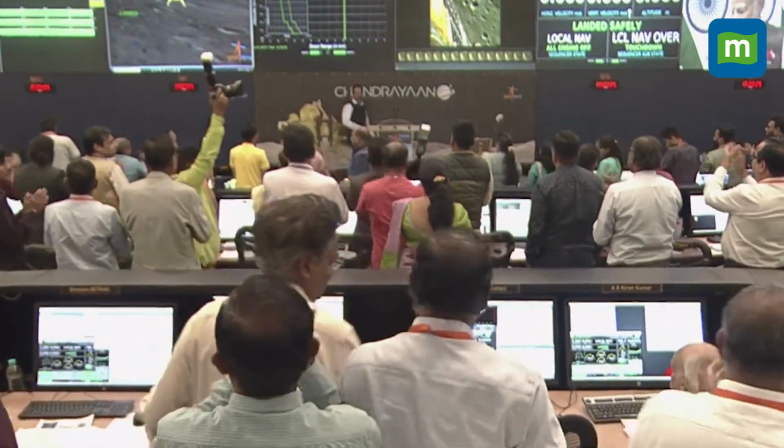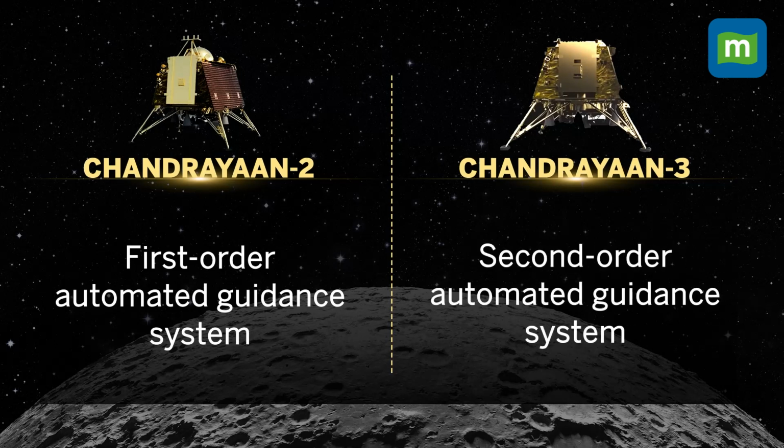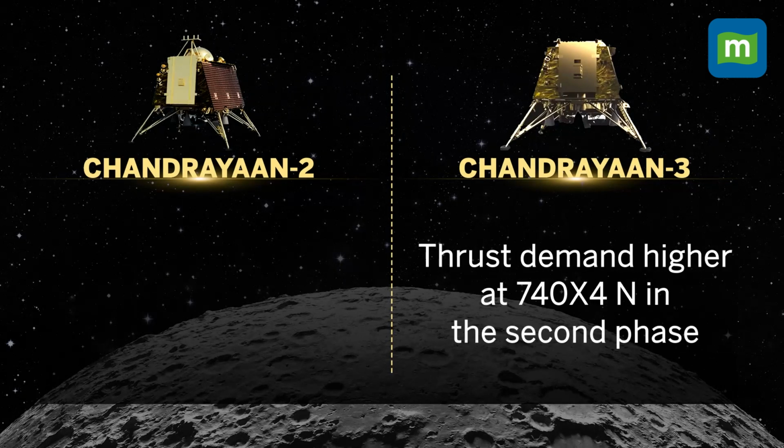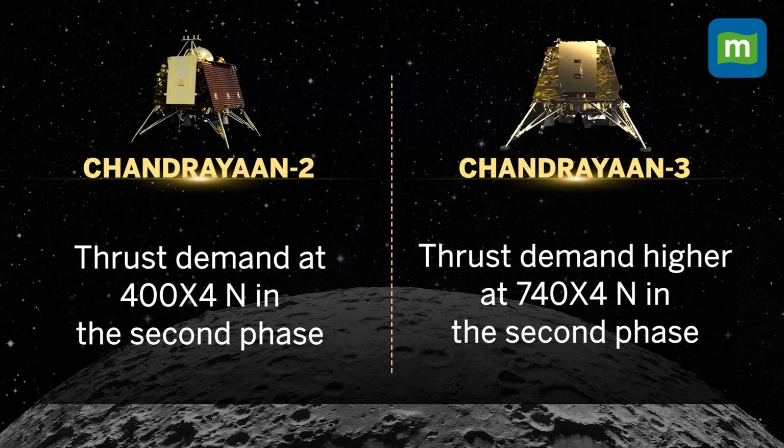But how? In Chandrayaan-2, a first-order automated guidance system was used in the rough braking phase. In contrast, in Chandrayaan-3, a second-order automated guidance system was used to conduct instantaneous thrust regulation during the rough braking phase. In Chandrayaan-3, the thrust demand was higher during the second altitude hold phase than the thrust demand in Chandrayaan-2. The level was increased to ensure thrust continuity at the start of the second landing phase.